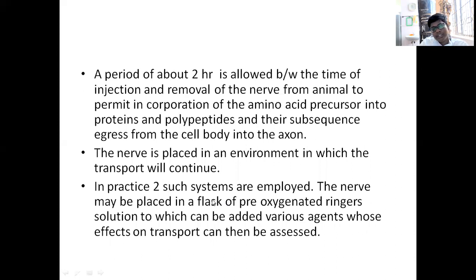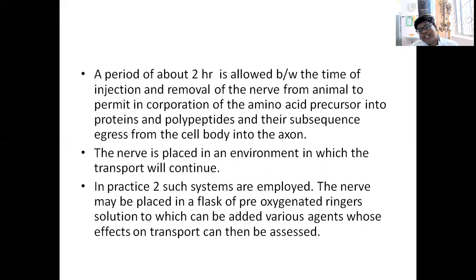A period of about 2 hours is allowed between the time of injection and removal of the nerve from the animal to permit the incorporation of the amino acid precursors into the proteins and polypeptides and their subsequent egress from the cell body into the axon.